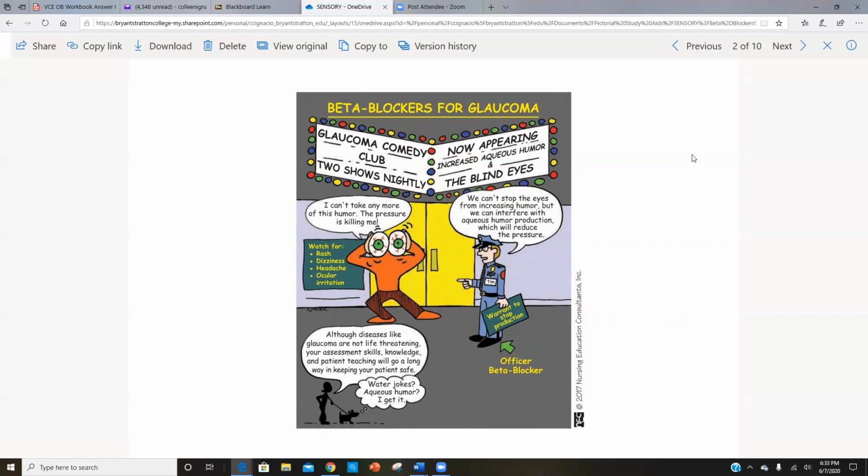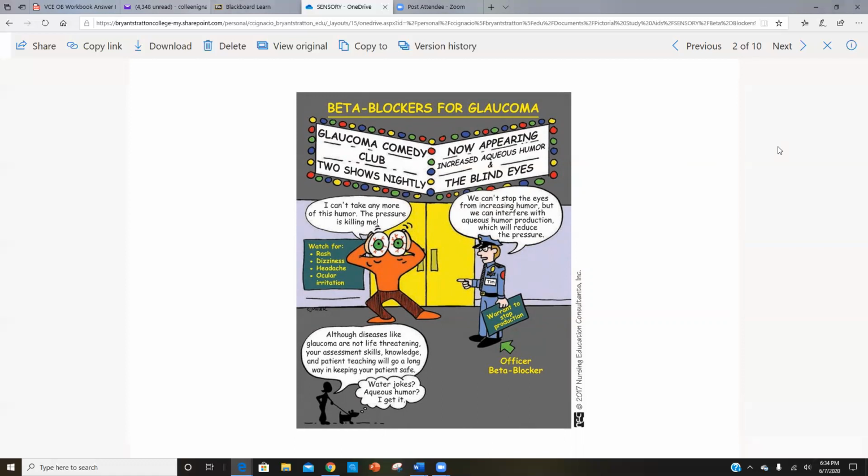So we have the beta adrenergic blockers, and these are non-selective beta blockers. They have both beta 1 and beta 2 properties. Examples of these medications may be timolol, carteolol, metipranolol, levobunolol. Okay, so these are beta adrenergic blockers. The purpose of these medications is to decrease intraocular pressure by decreasing the amount of aqueous humor produced.